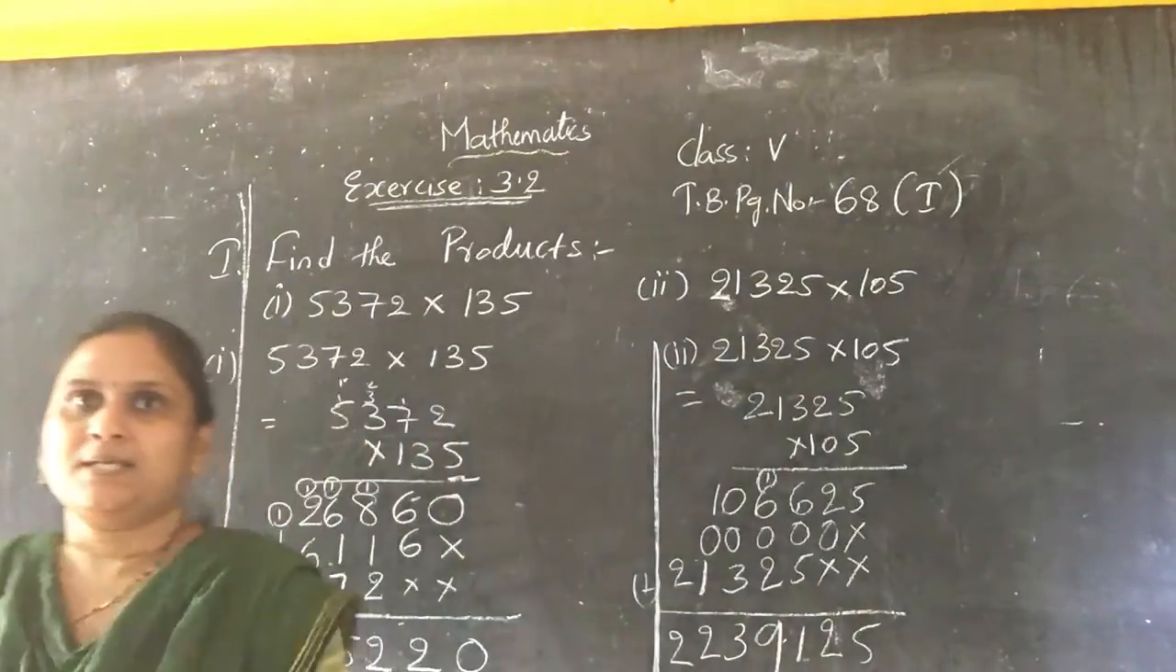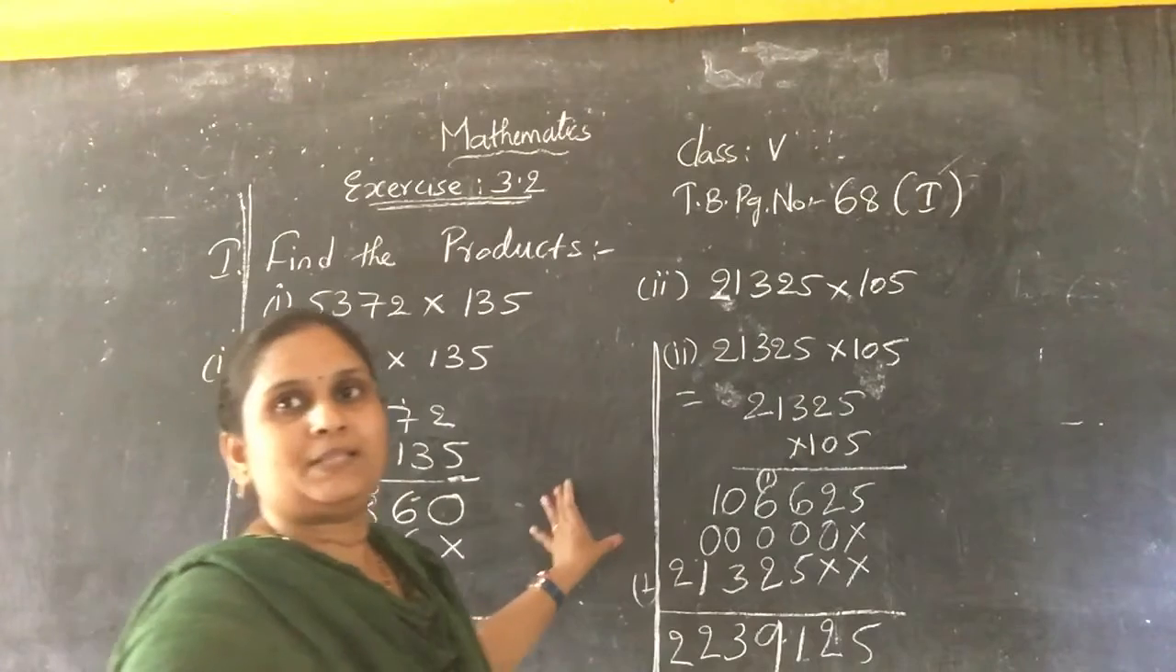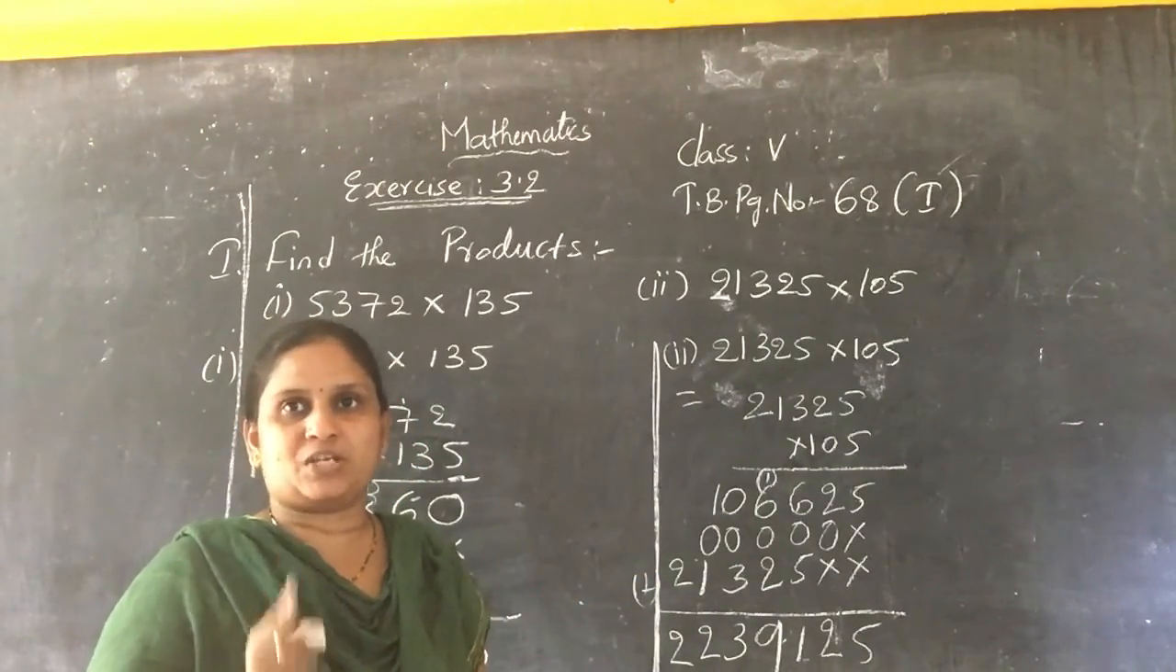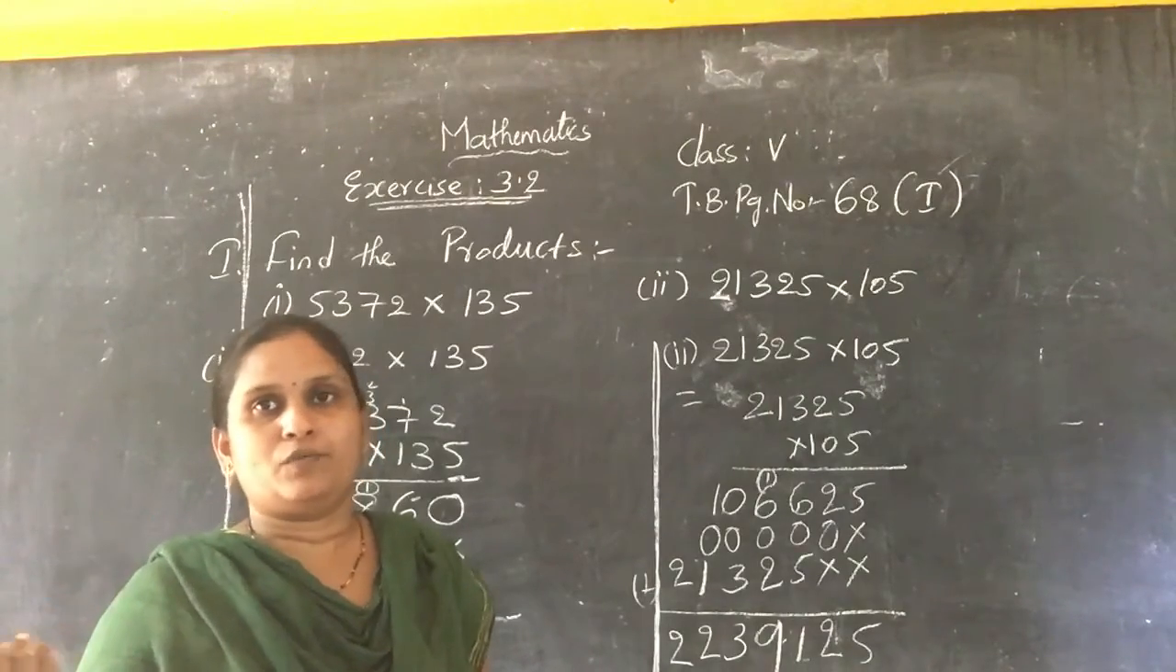So like this, have to do the 2 sums in the classwork book and the remaining sums 3, 4, 5, 6 of section 1 have to be done in the homework book neatly children.